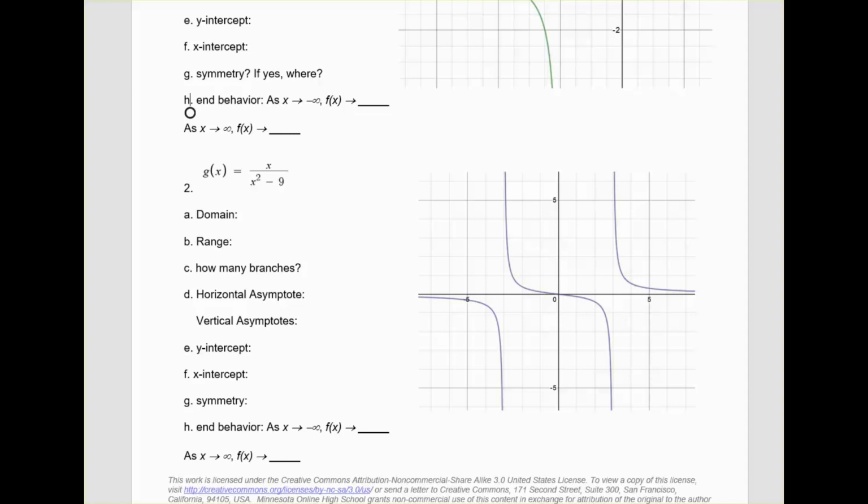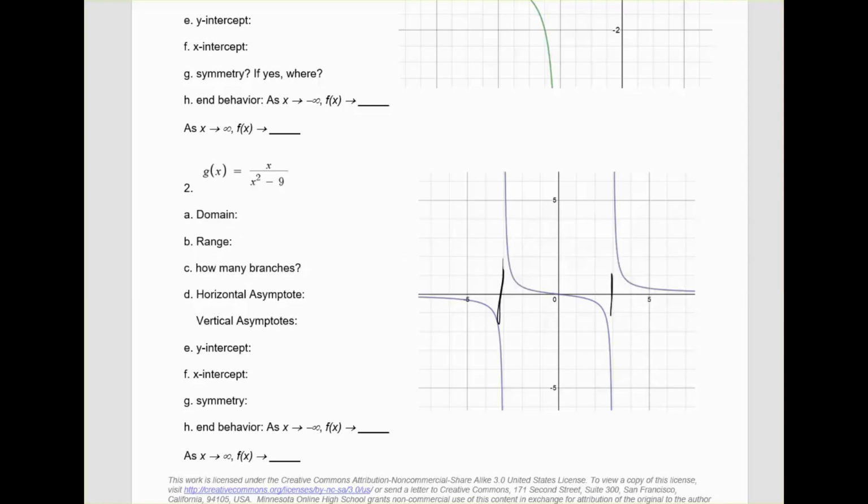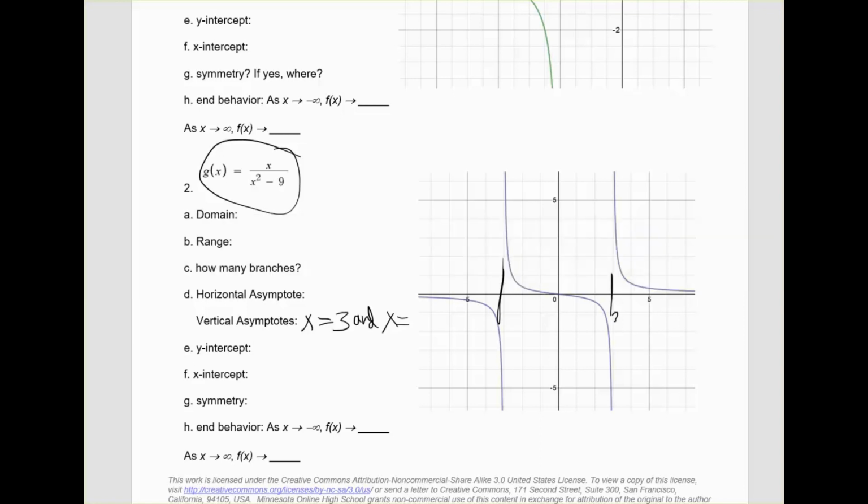The domain, my computer's acting up a bit here, so we'll try to get this completed. The domain for number 2 is not all real numbers because there are going to be some gaps. There's a gap here and there's a gap here. There's 2 vertical asymptotes for this one. So let's find out the asymptotes before we try to do the domain. You could graph this and then find it a little bit closer, but I think I'll be able to, 1, 2, 3. This looks like at x equals 3 there's a vertical asymptote, and at x equals -3. So there's 2 vertical asymptotes in this one.